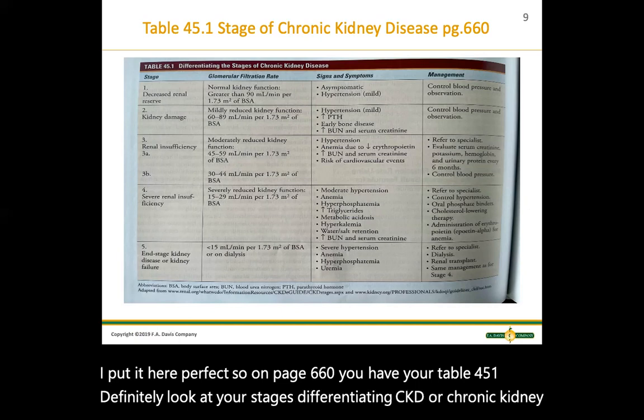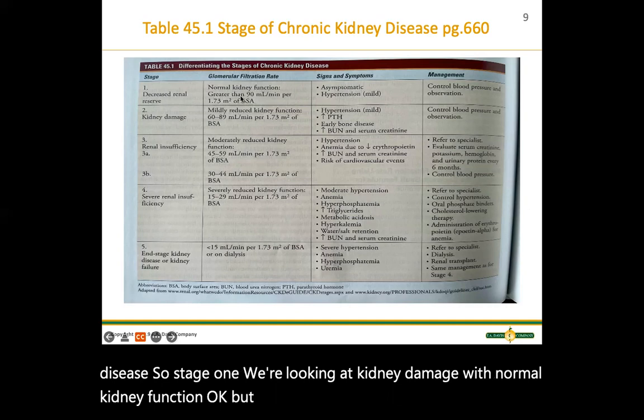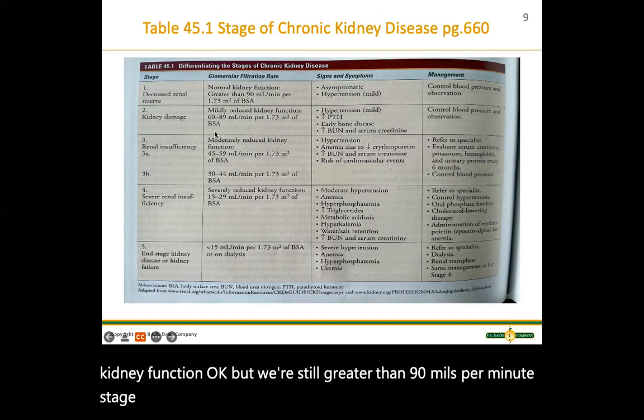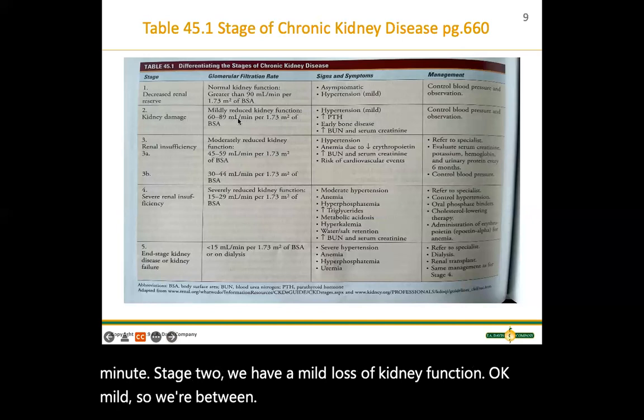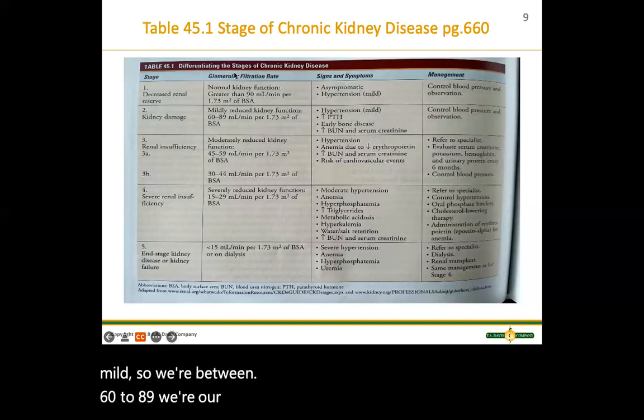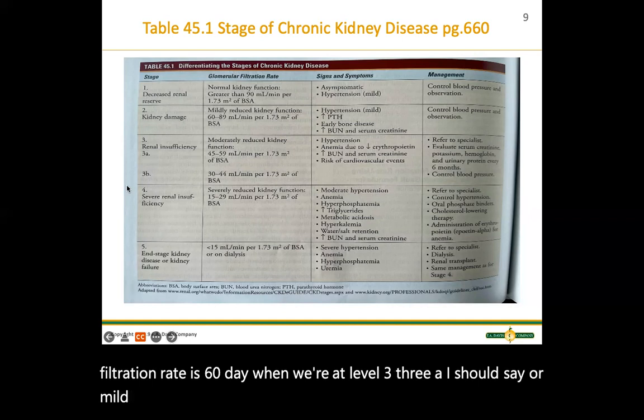All right, so stage 1, we're looking at kidney damage with normal kidney function, but we're still greater than 90 mLs per minute. Stage 2, we have a mild loss of kidney function, so our eGFR, our glomerular filtration rate, is 60 to 89. When we're at stage 3A, we have mild to moderate loss of kidney function, where we're 59 to 45, and so on and so forth.